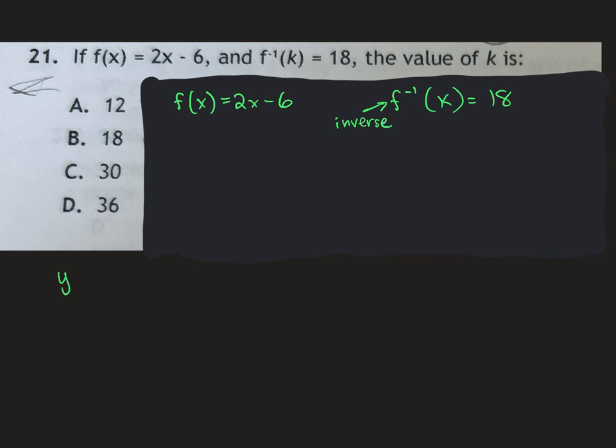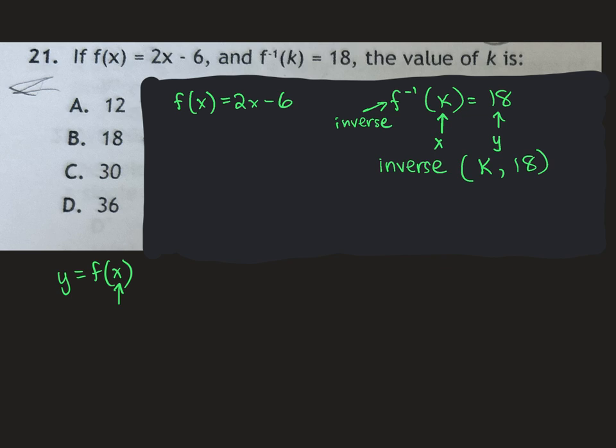Now, if you recall, the inverse function notation: if you write y equals f of x, that means that what's inside the brackets is your x. So this is your x coordinate of the inverse, and this would be the y coordinate of the inverse. So the point on the inverse would be k comma 18.